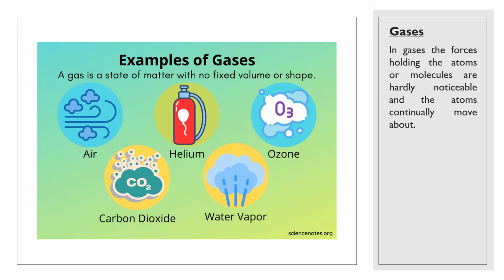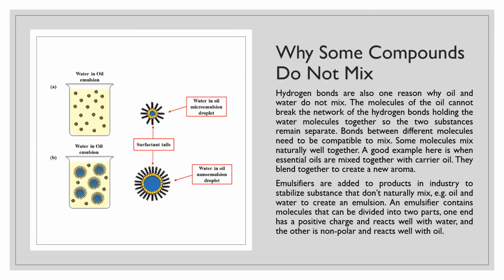In gases, the forces holding the atoms or molecules are hardly noticeable, and the atoms continually move about. So the question is, why do some compounds not mix? Well, hydrogen bonds are also one reason why oil and water do not mix. The molecules of the oil cannot break the network of the hydrogen bonds holding the water molecules together, so the two substances remain separate. Bonds between different molecules need to be compatible in order to mix.